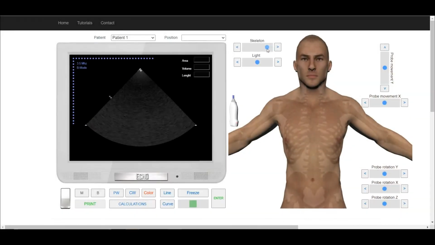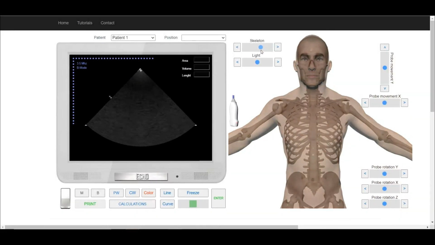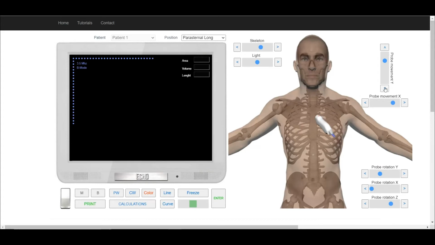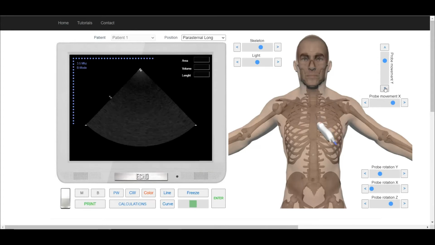Using the appropriate slider, choose the transparency level. For the left parasternal window, place the transducer in the third or fourth intercostal space on the left side, right next to the sternum. Use the appropriate sliders and buttons to move, rotate, and tilt the transducer in all directions.